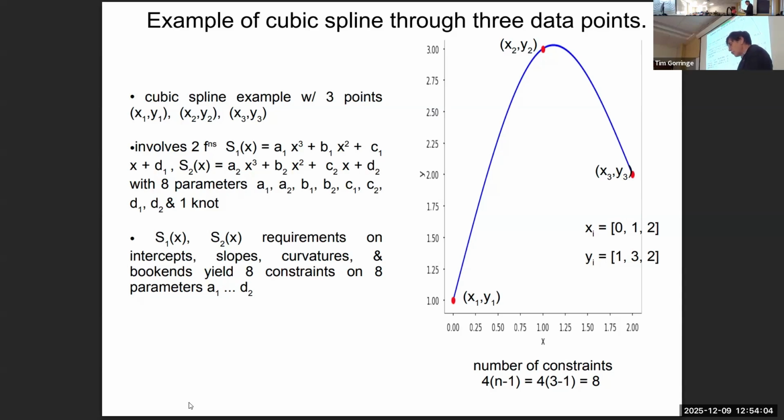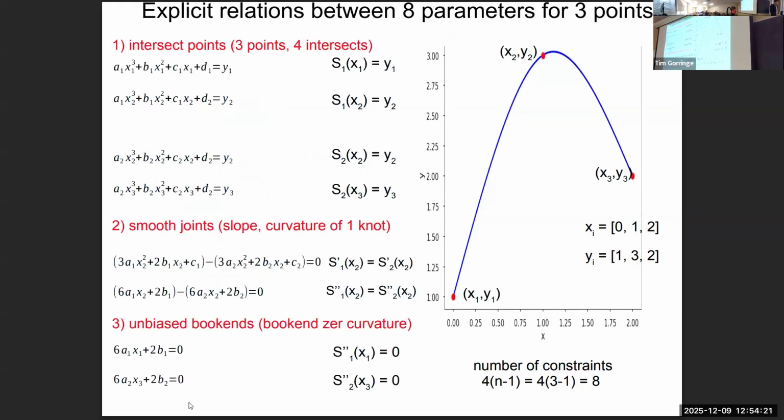I'm going to have continuous slopes and continuous curvatures at the boundary data point. This x2, y2 is the boundary between the two cubics. And at the bookends, I'm going to apply this naturalness condition. So that's where I'm going to get all these constraints from. And so here I'm just rather laboriously enumerating these constraints on the coefficients of the first cubic, so they're A1, B1, C1, D1, and the coefficients of the second cubic, they're A2, B2, C2, and D2.